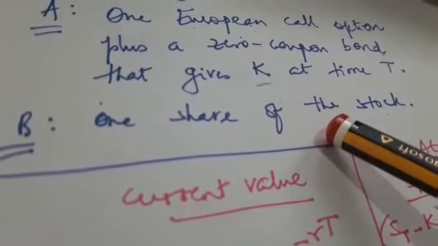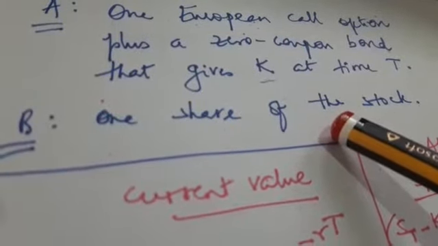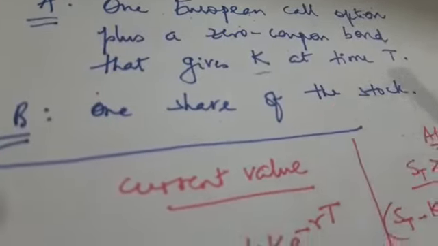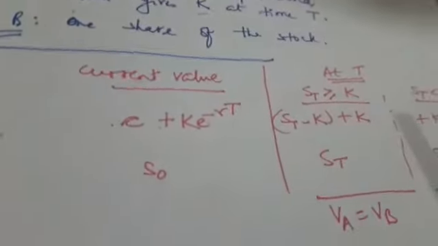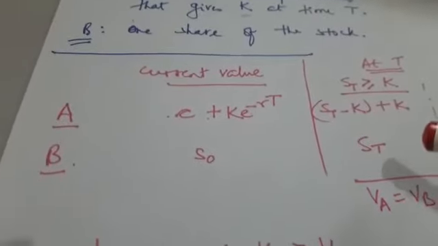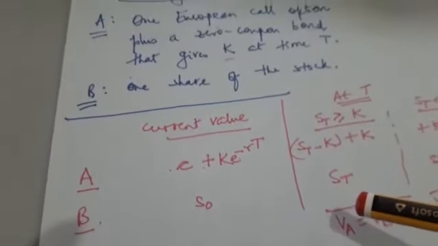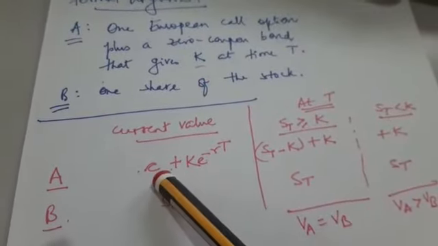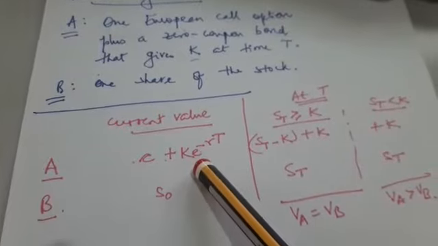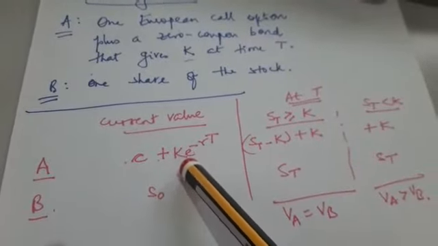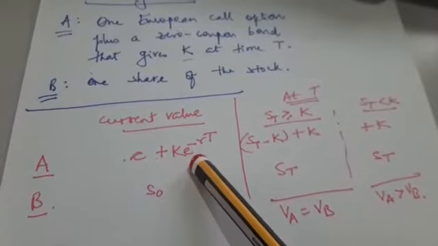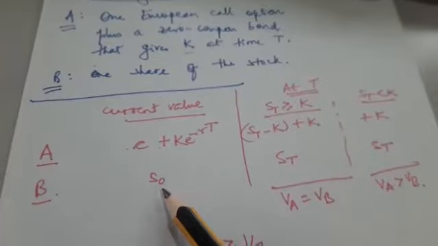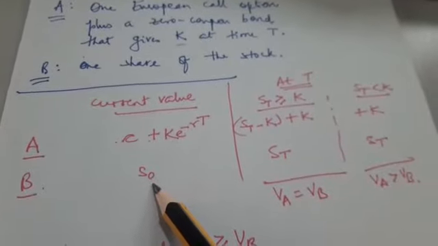Now, as per the law of one price, we will compare the current value of these two portfolios and the future values as well. As far as the current value of portfolio A is concerned, it is one European call option, so that price is C, plus a zero coupon bond which will give K at time T, whose present value would be K times e to the power minus RT. For portfolio B, because it's just one share of the stock, the current value is S naught.